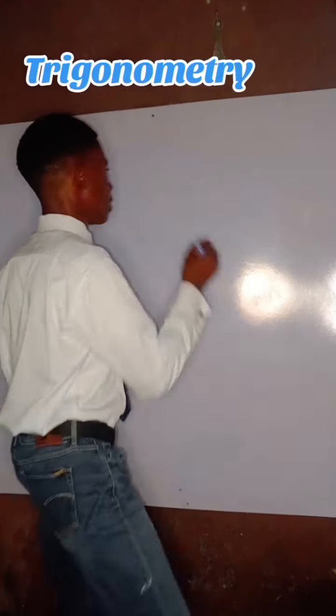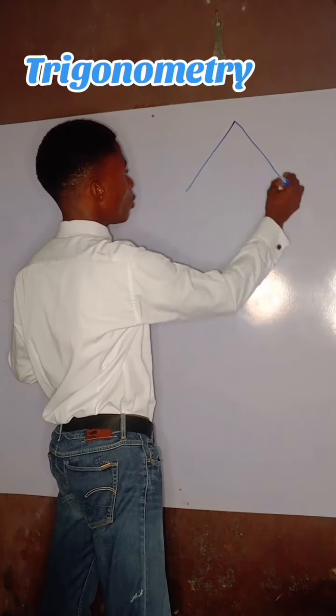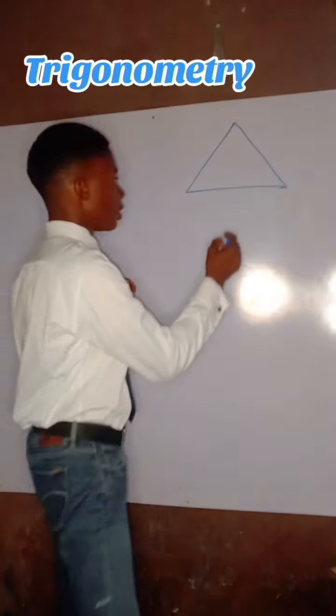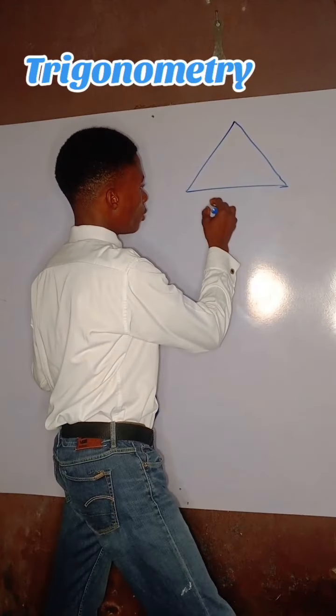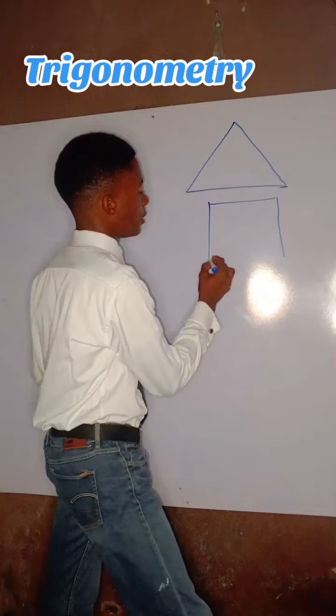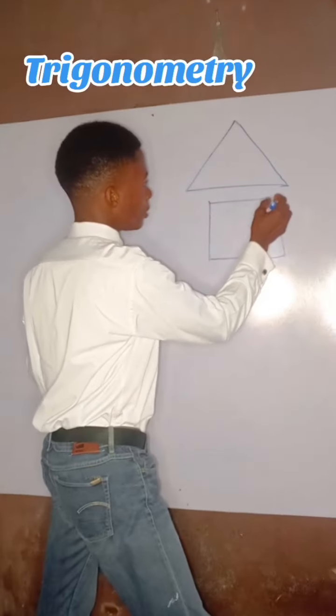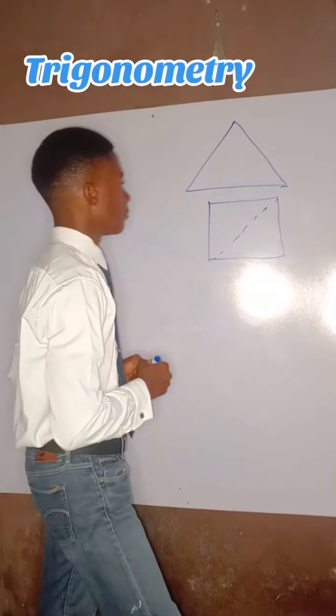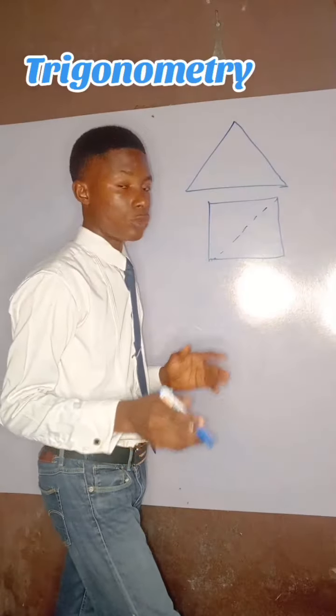Let's draw this triangle. The first one is gotten from this equilateral triangle. Are you seeing this triangle? And the next one is gotten from this triangle. First, it's gotten from a square that is being bisected. A square that is being bisected. And you can call this a right angle triangle. Is that clear? When it's being bisected, call it a right angle triangle.